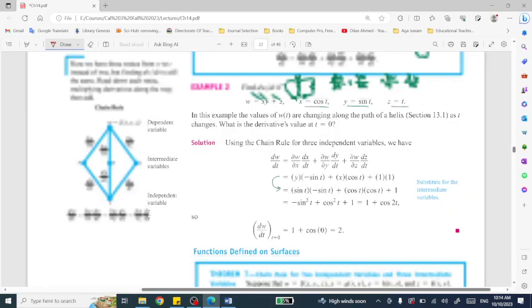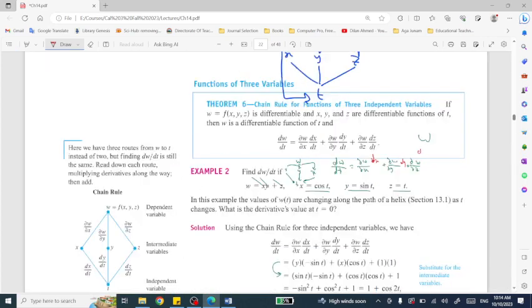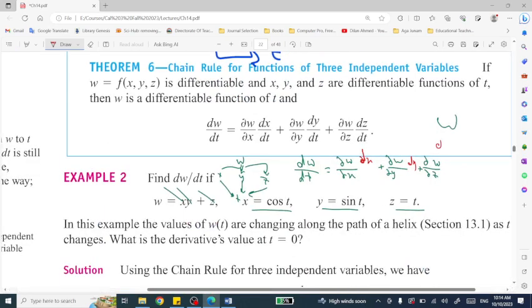What do you mean by is not alone? I know x is what? X depends on t alone. Why? X is cosine t. It has only one variable, t, so we write d. But w has three variables, so we use partial. X is a single variable function, so I say dt. The same thing is true for here. Now we will advance. No worries.